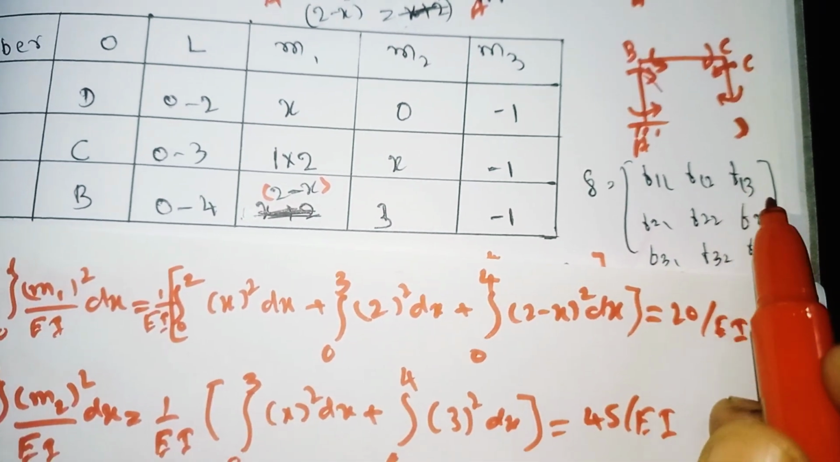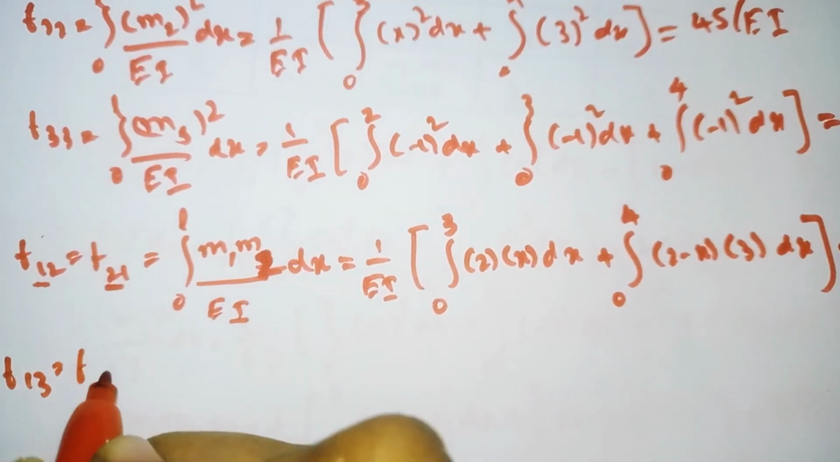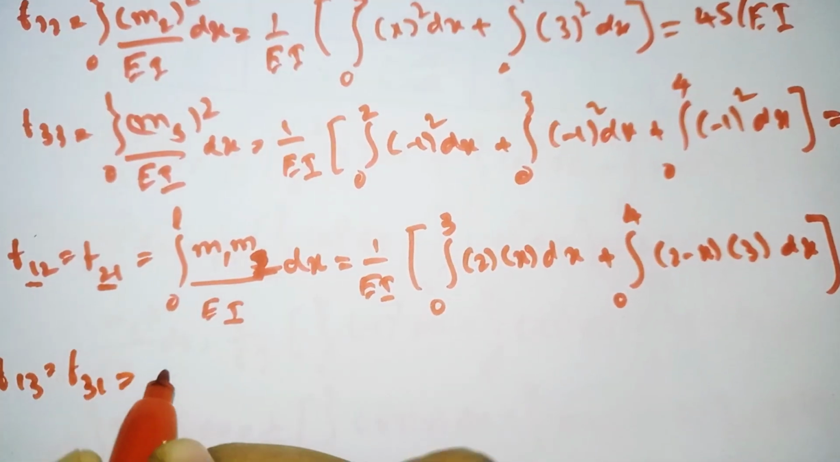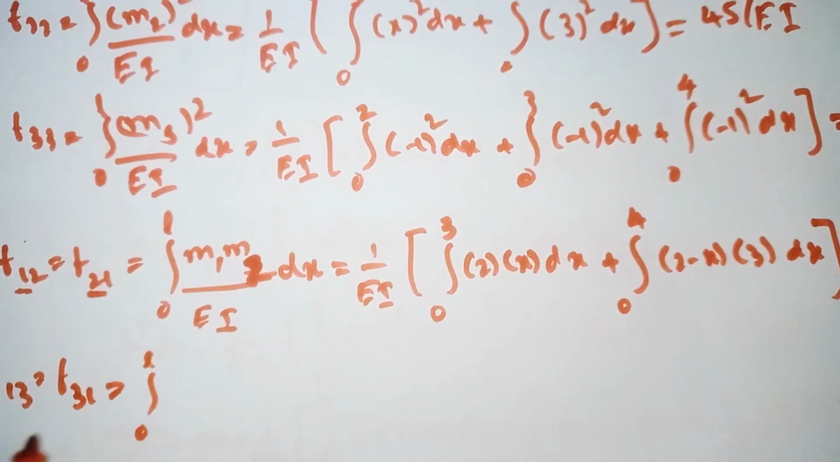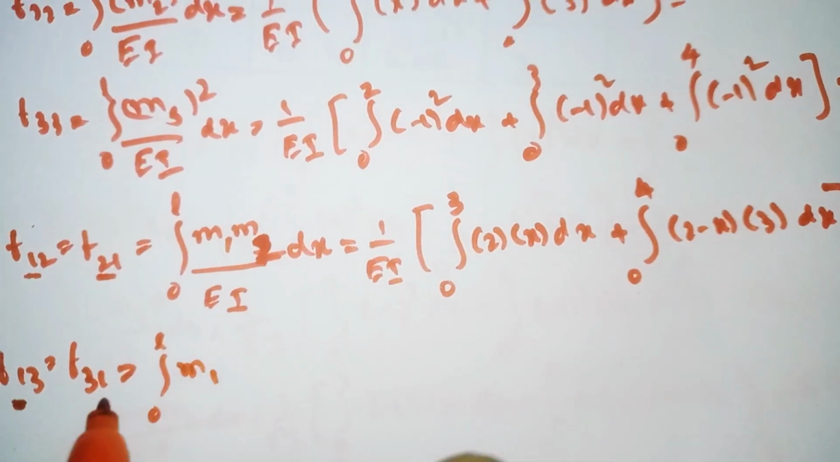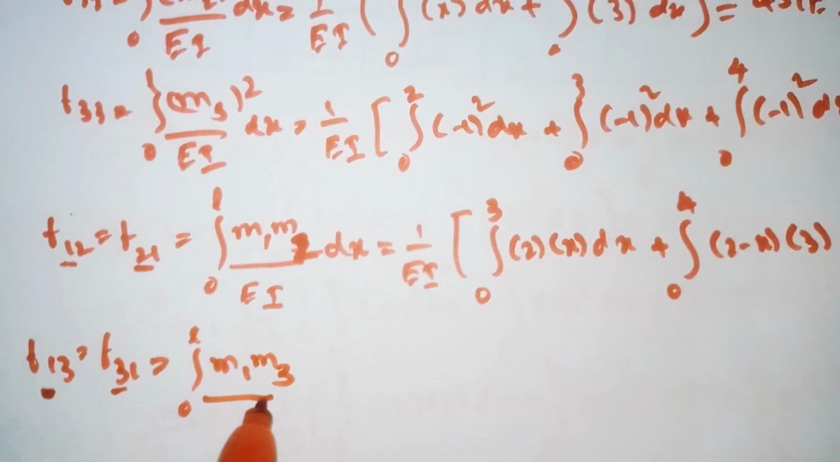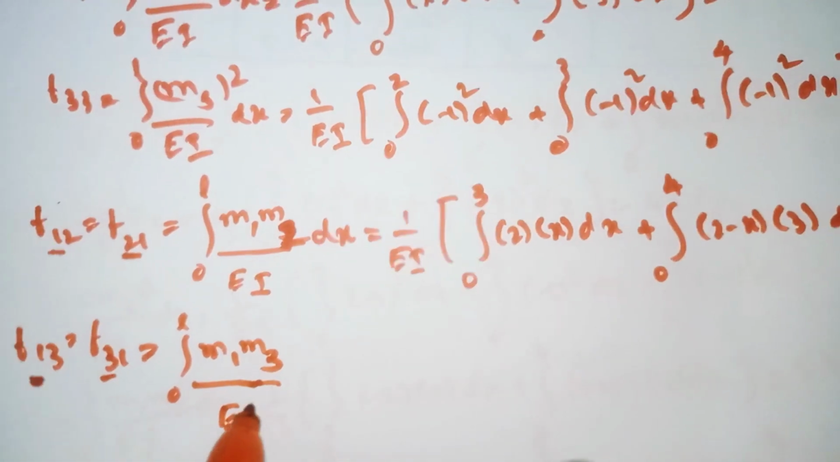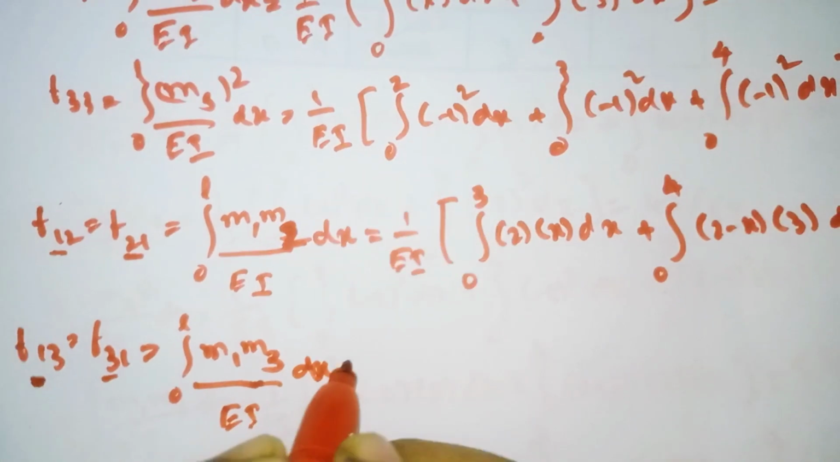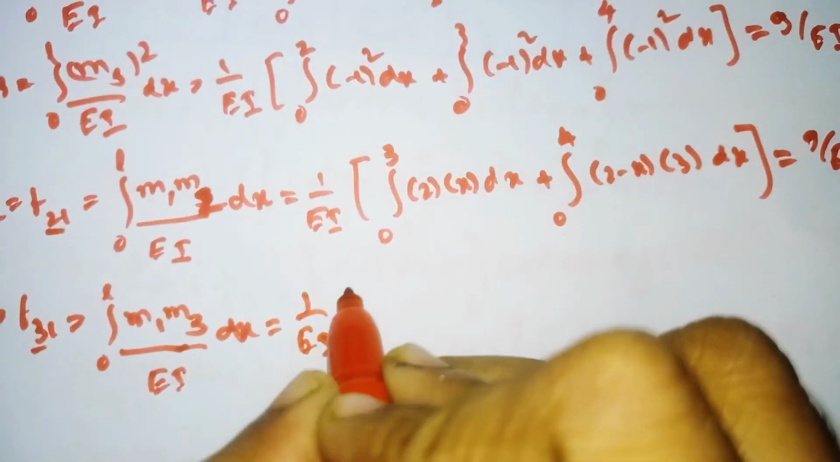Similarly, we need to calculate f13 and f31. So f13 is equal to f31. We have the formula integration of 0 to L, first point is 1, so we need to take the moment m1, second point is 3, m3 divided by EI into dx. EI is constant, so I am taking 1 divided by EI outside.